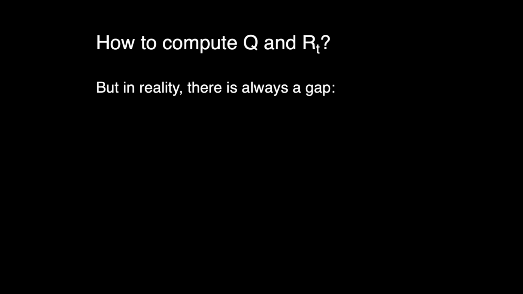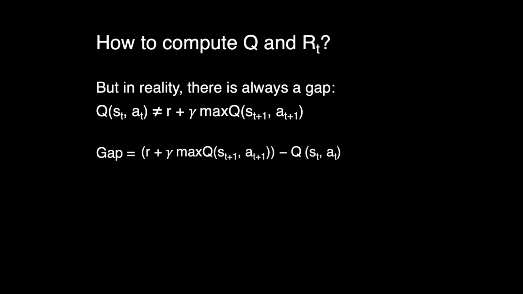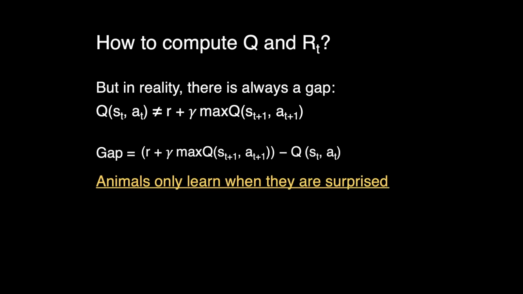But in reality, there is always a gap. The Q function does not perfectly capture the total discounted reward. We don't always know the true value of Q, but we try to approximate it. So the gap is just the difference between the two. The gap captures the idea that animals only learn when they're surprised. In fact, the gap we derived here is the surprise. As long as there is a gap between the prediction from now and the prediction from a step later, the agent needs to keep learning because the prediction needs to be updated.